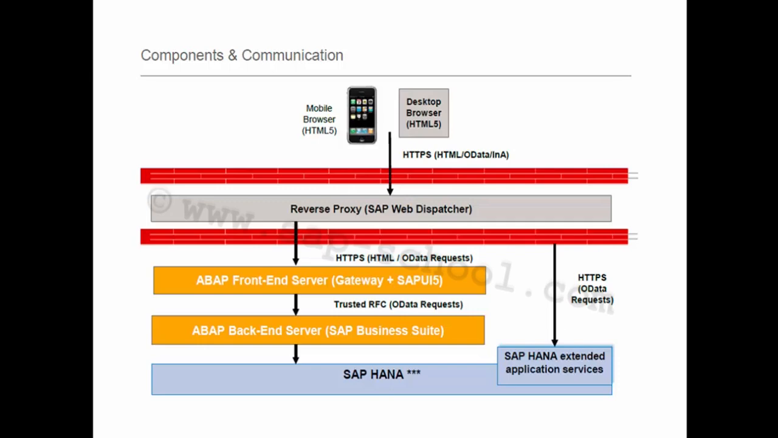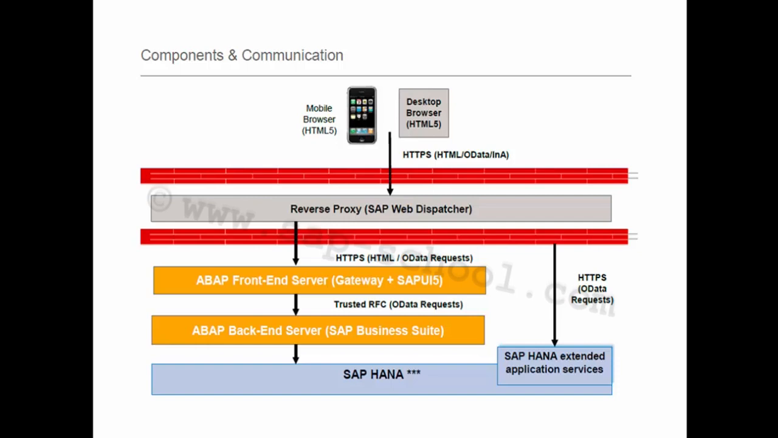Then the data and the services from the ABAP backend server are provided to the ABAP front-end server through the OData services. The communication between the ABAP front-end server and the ABAP backend server is achieved using a trusted RFC connection. So the connection from the client to the reverse proxy will be using HTTPS. Then from the reverse proxy, that is the web dispatcher, to the ABAP front-end server, it will be using the HTML and the OData request.